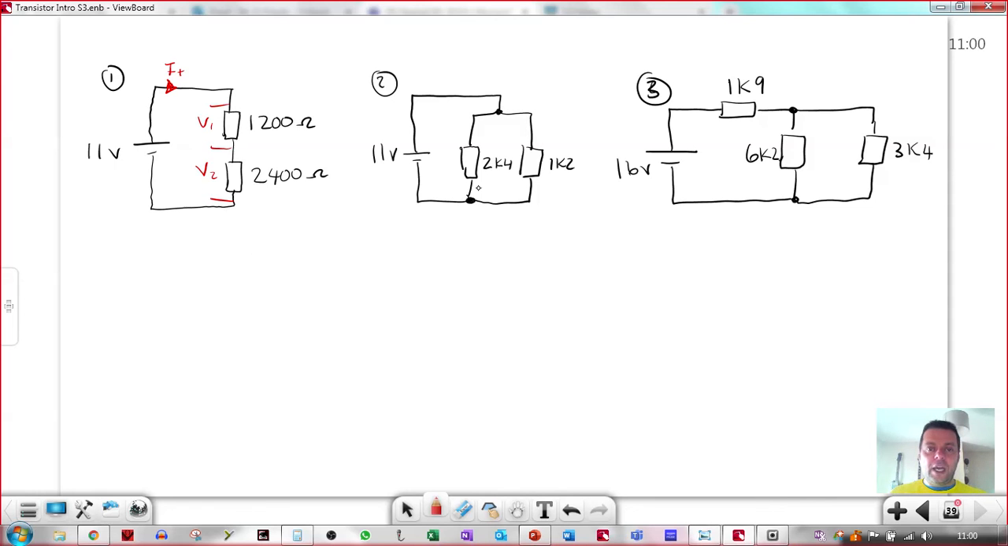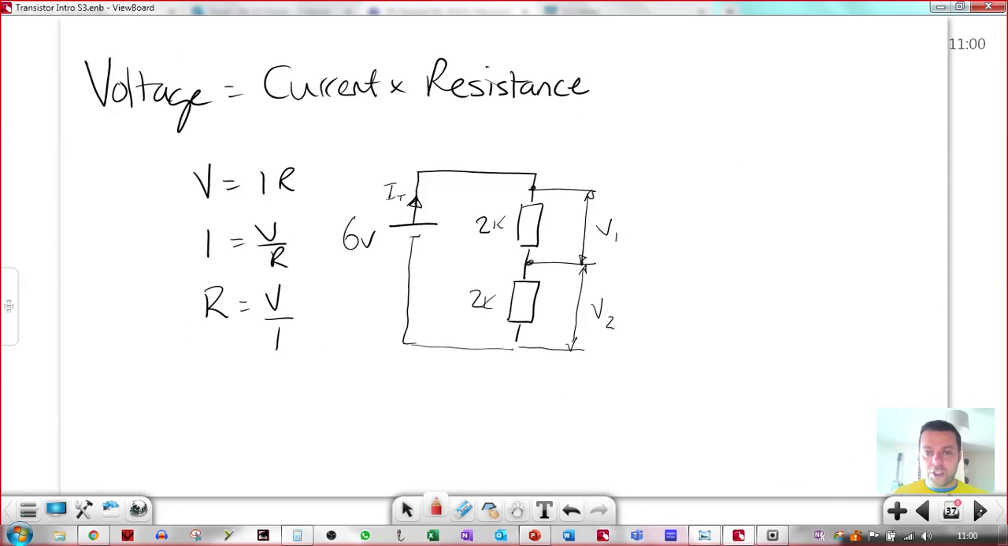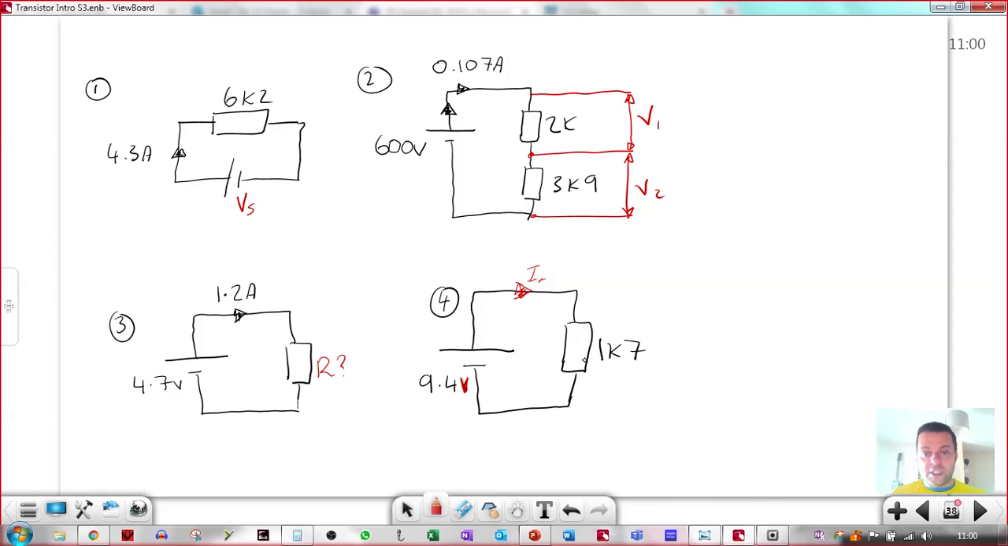Over here, we don't have to work out the voltage drop across the 2K4 or the 1K2 because it's 11 volts. But you will have to work out IT, and then you'll have to work out I1 and I2. Now remember how you would do this. Find the total resistance, draw the circuit. Suddenly it's going to look like just a power supply with a resistance, a really simple circuit. And then you can use that resistance and the power supply in Ohm's law to work out the current.